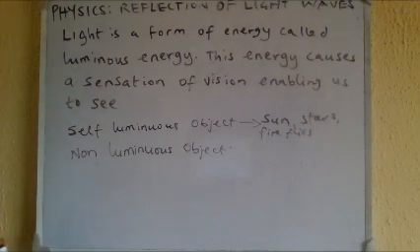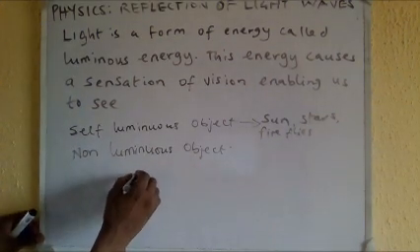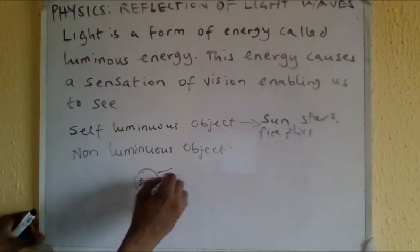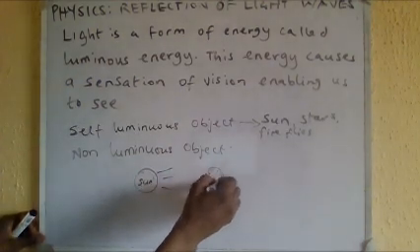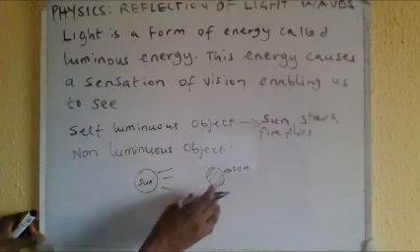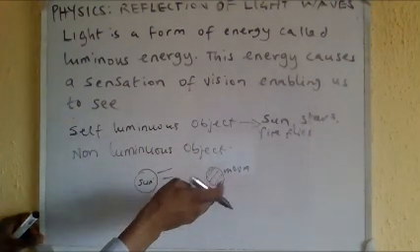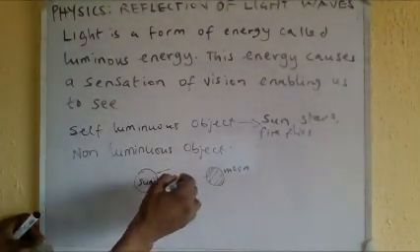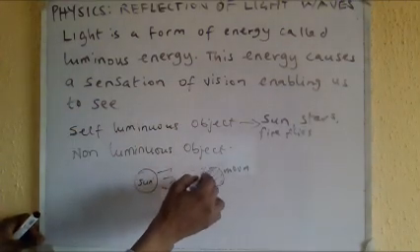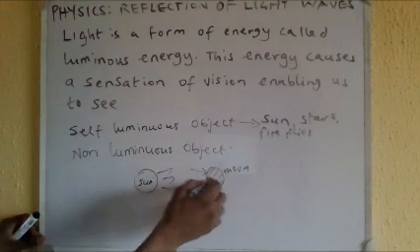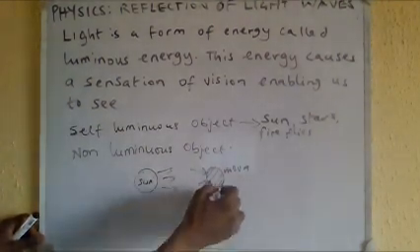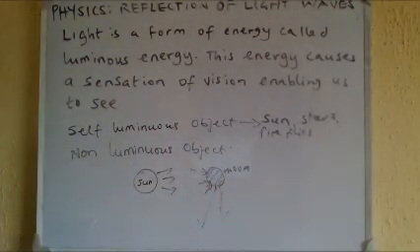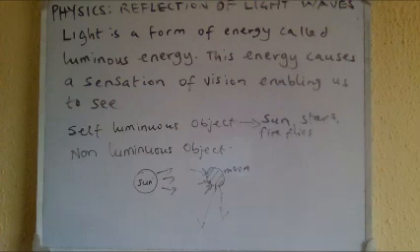Non-luminous objects require a reflection from another luminous object. For example, the moon. The sun shines on the moon. The moon is non-luminous. That means it cannot generate its own light. It only reflects when the sun's light is incident on it. So when you see the moon, you think that the moon is producing its light, but no, it is actually a non-luminous object.